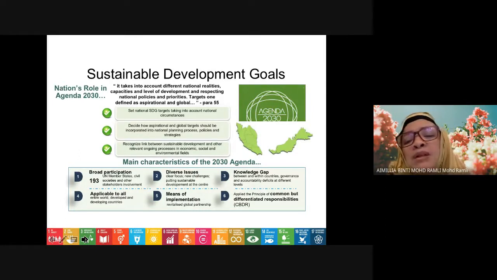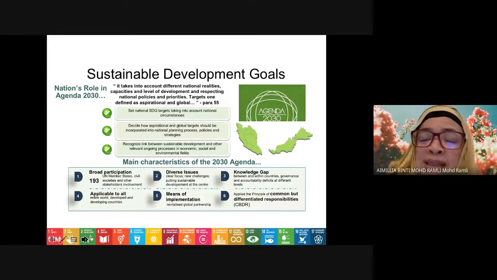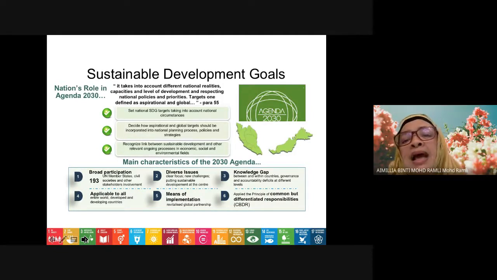So apply the principle of common but differentiated responsibilities, CBDR, where countries that are developed should take more responsibility in certain areas, like providing technological expertise and help to countries that are developing, and then the countries that are developing also need to take care of the environment and so on.